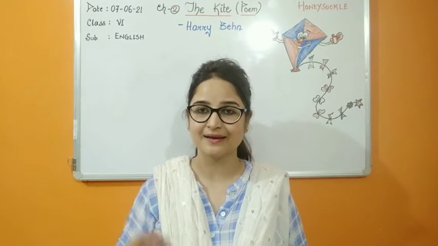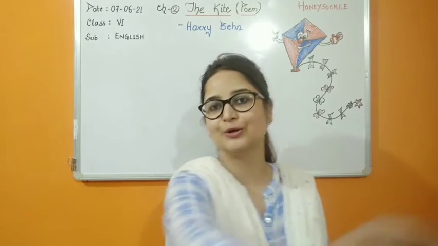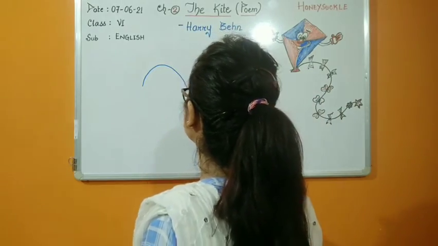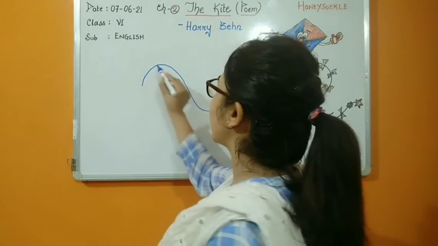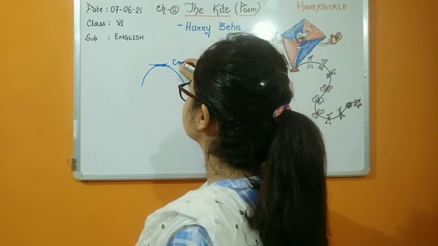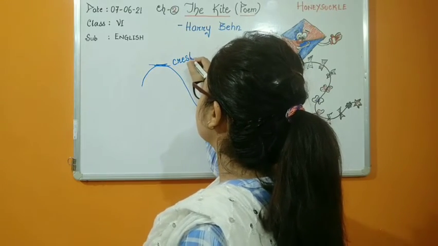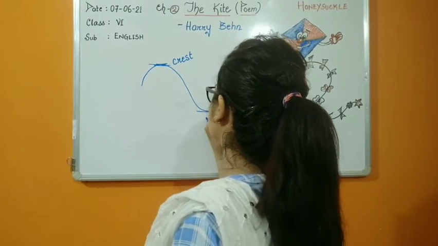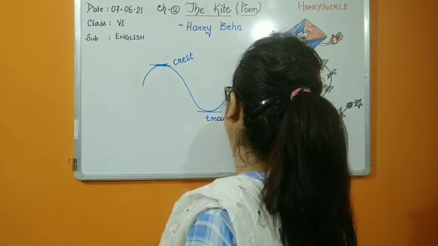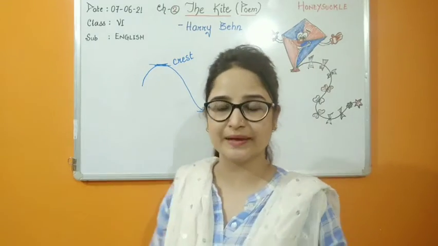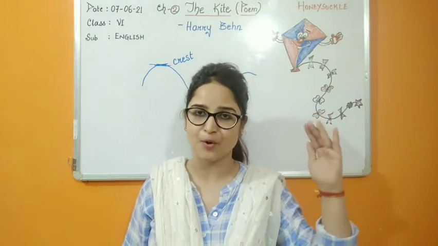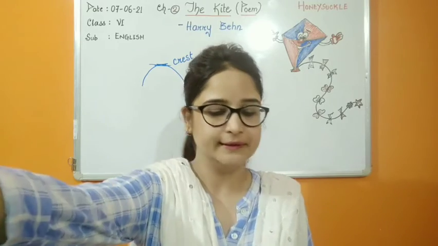Crest is usually, I can explain to you with a diagram. You can look here. Okay, you have seen our sea wave, right? So the highest part of it, this highest portion is called the crest, okay? And the lowest portion is called the trough. Crest is usually the peak of a mountain or the highest point of a mountain, okay?